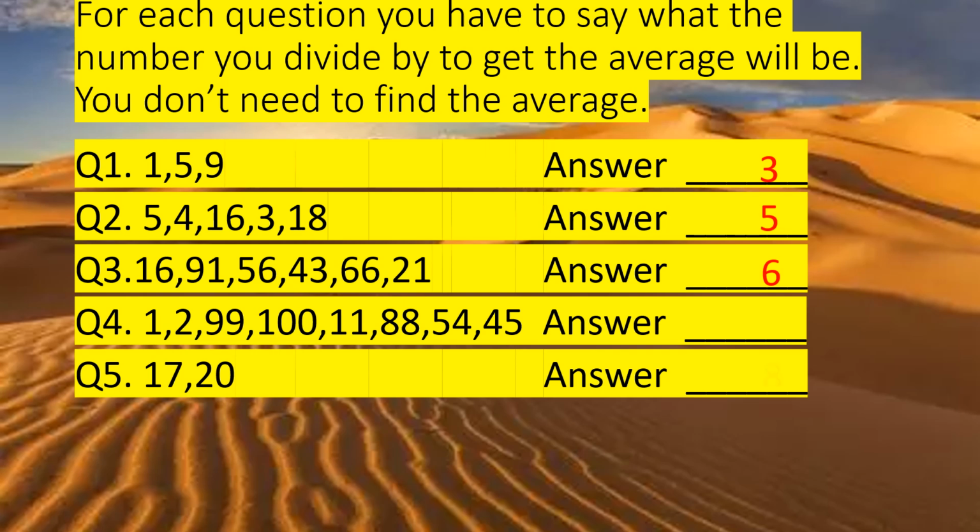Question 4, 8. I'm not going to read all those ones. And question 5, 2. Okay, so in each case, when you're doing the average, those will be the numbers that go on the bottom.